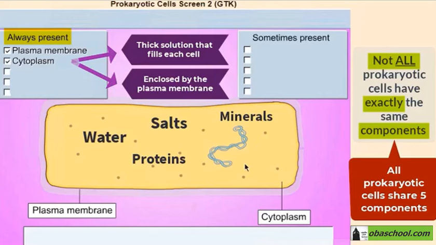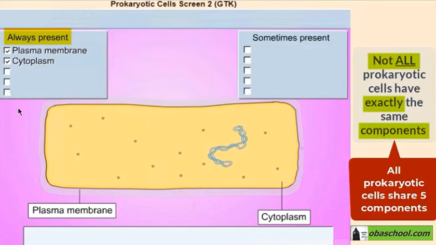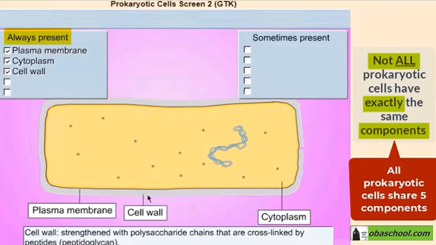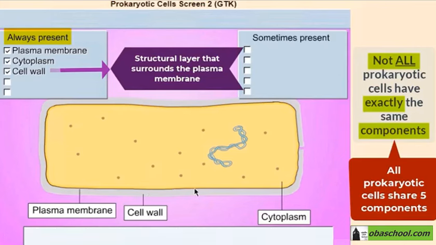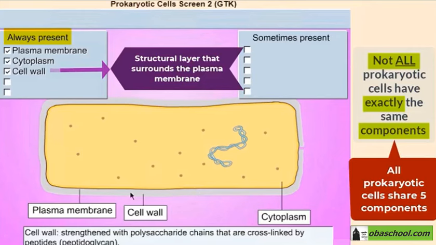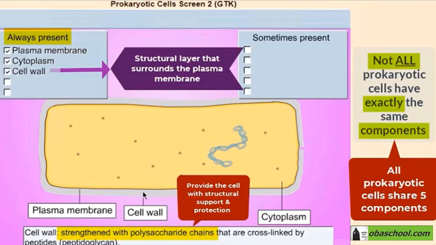The third component found in a prokaryotic cell is the cell wall. The cell wall is a structural layer that surrounds the plasma membrane, and in prokaryotic cells, the cell wall is usually strengthened with polysaccharide chains, which will provide the cell with structural support and protection.